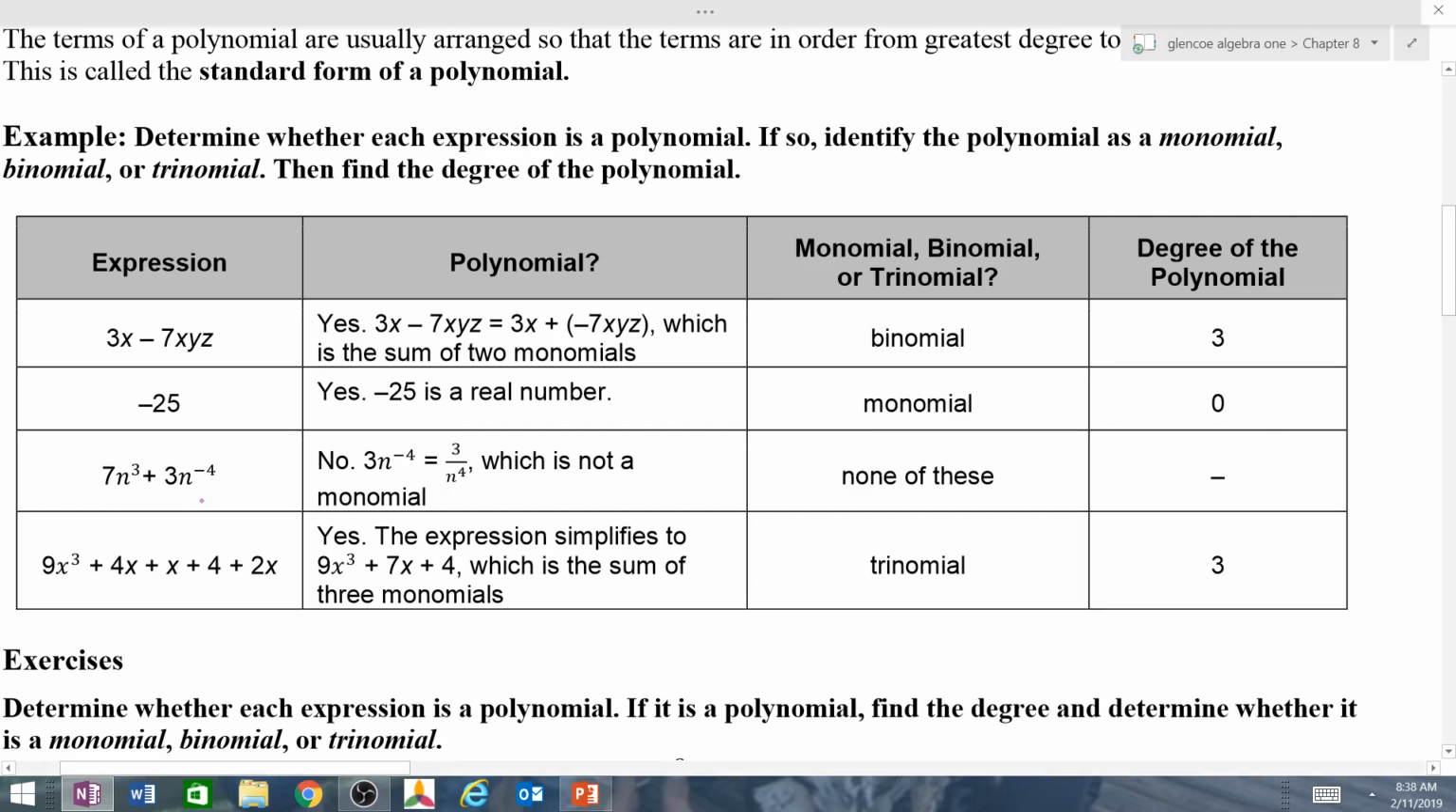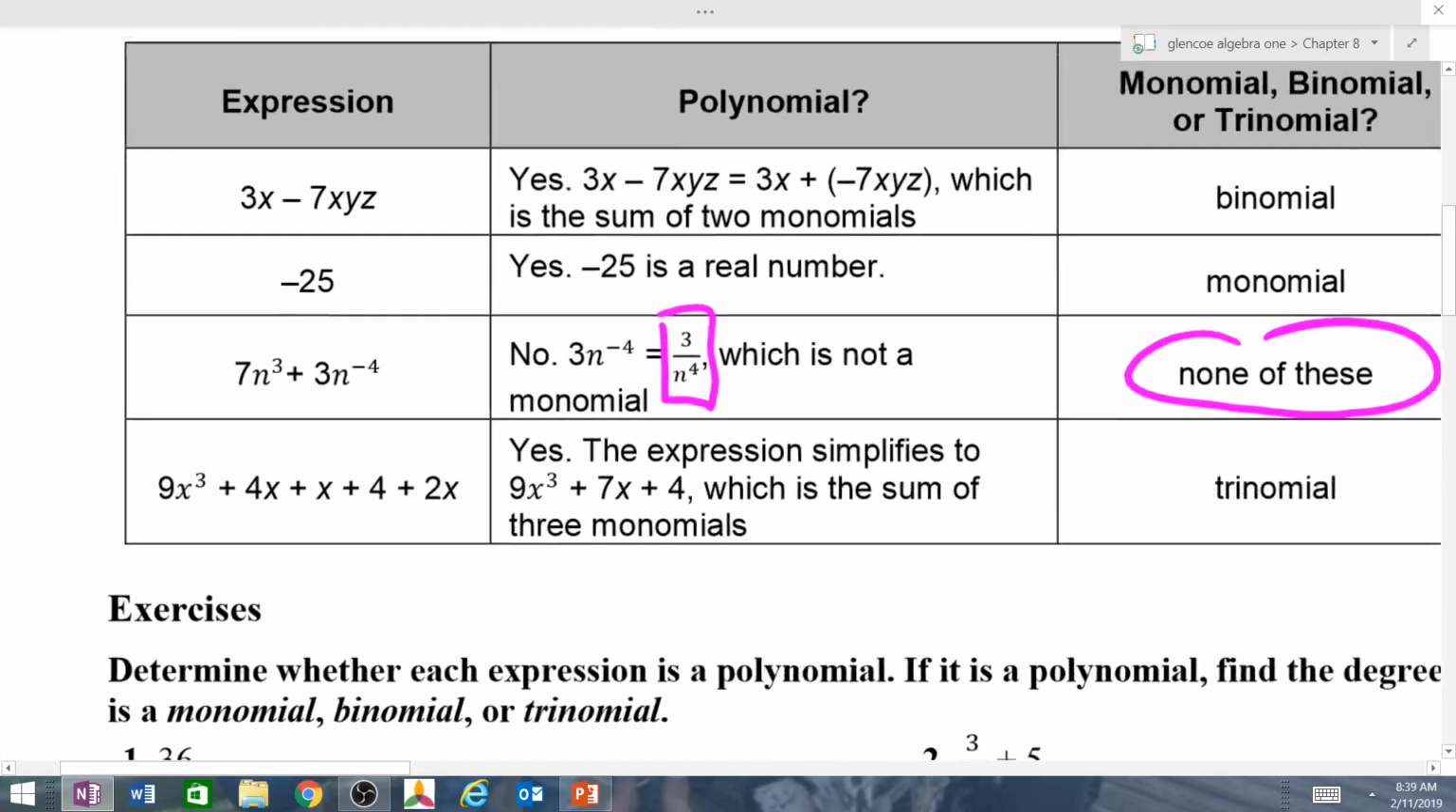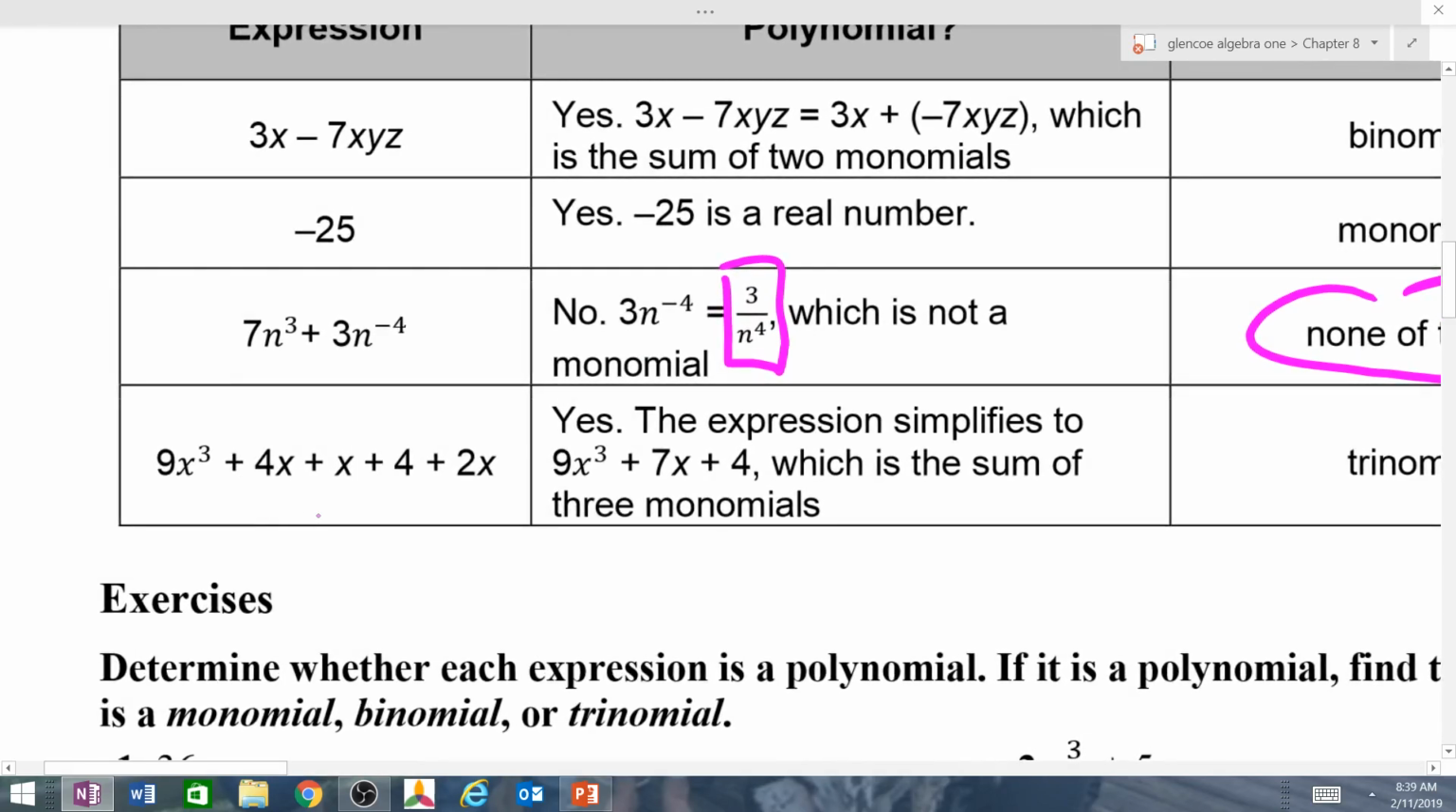7n cubed plus 3n to the negative fourth becomes 7n cubed plus 3 over n to the fourth, which is not a monomial. Why is 3 over n to the fourth not considered a monomial? A variable in the denominator. So if your answer is none, obviously you're not going to fill in a degree. And then we have 9x cubed plus 4x plus x plus 4 plus 2x. Okay, so this is an important one because you always have to see if you can combine like terms.